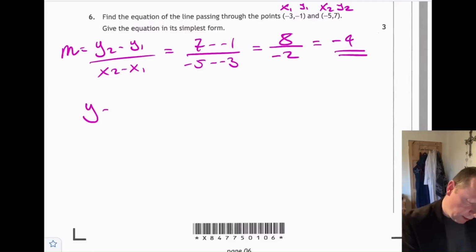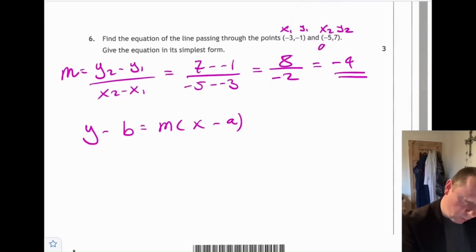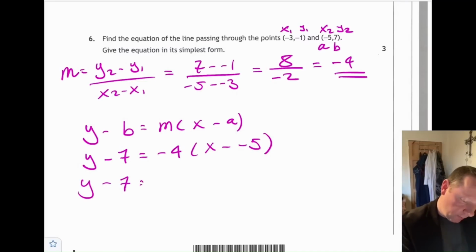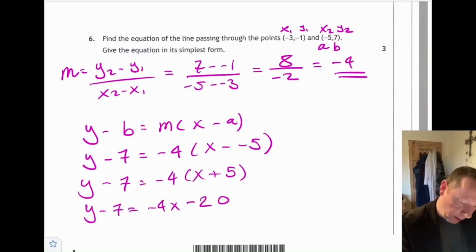Now we use y minus b equals m x minus a, or y equals mx plus c. So I'm going to just pick a point for a and b. I'll just pick the second one, a and b. y minus 7 is minus 4 x minus minus 5. Watch out for minus minuses. y minus 7 is minus 4 x plus 5. y minus 7 is minus 4x minus 20. So y equals minus 4x minus 20 plus 7 is minus 13.